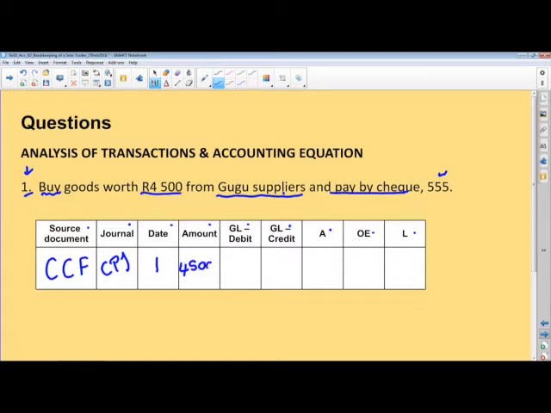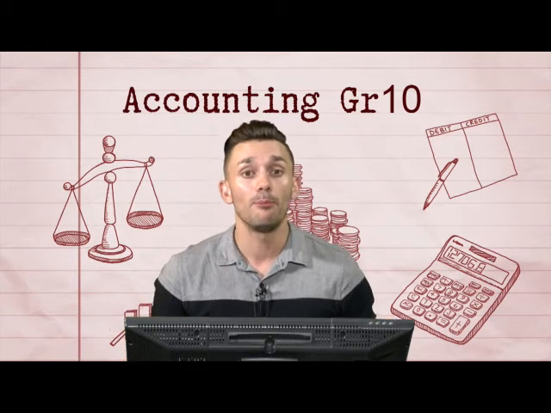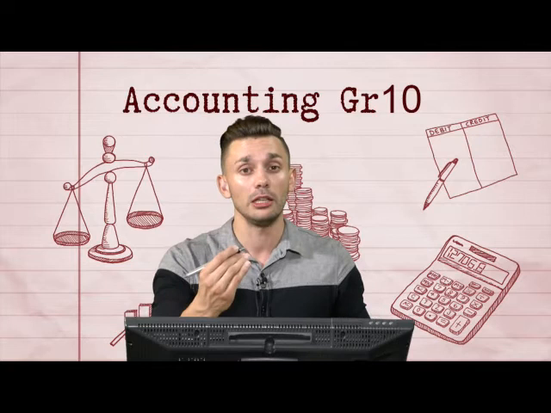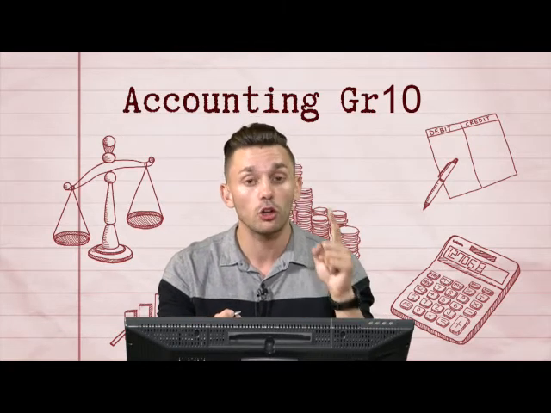And now, your general ledger debit and credit. I want to ask you, what are we doing? What is happening now? We are buying goods with money. So goods meaning trading stock. Remember, goods will be trading stock.